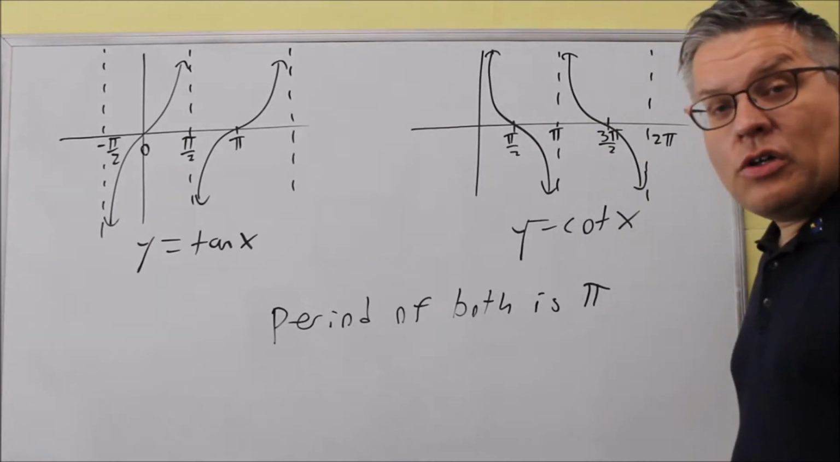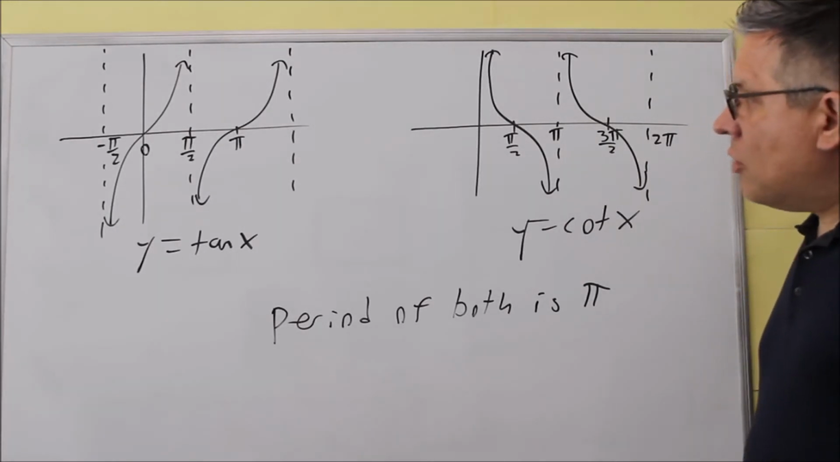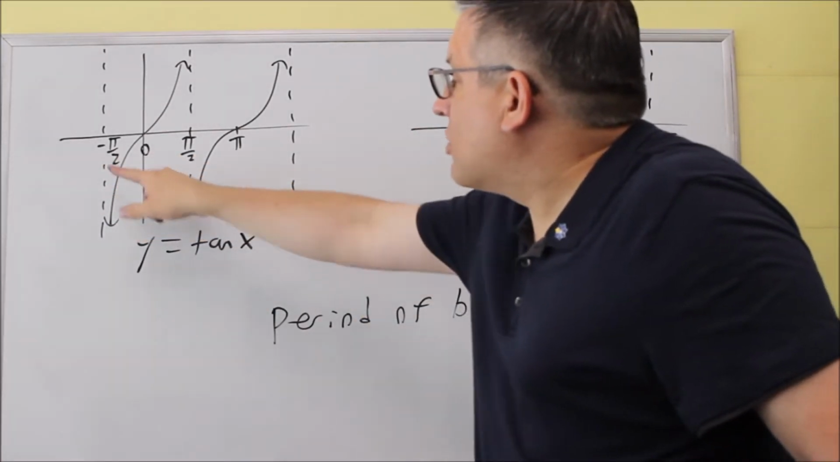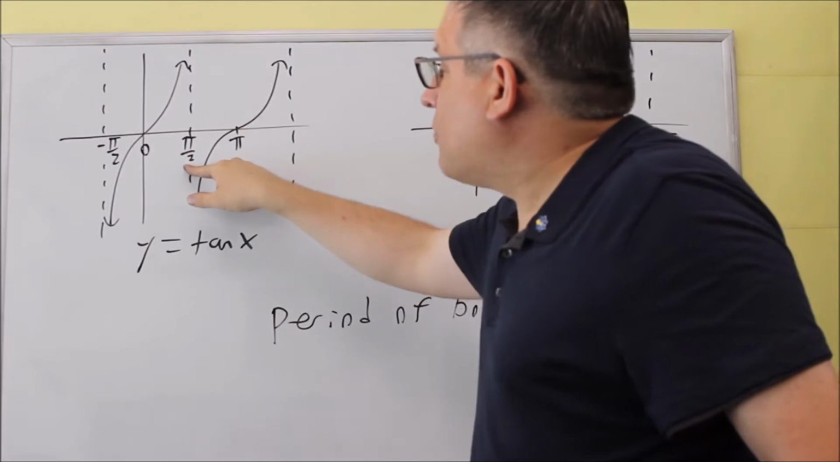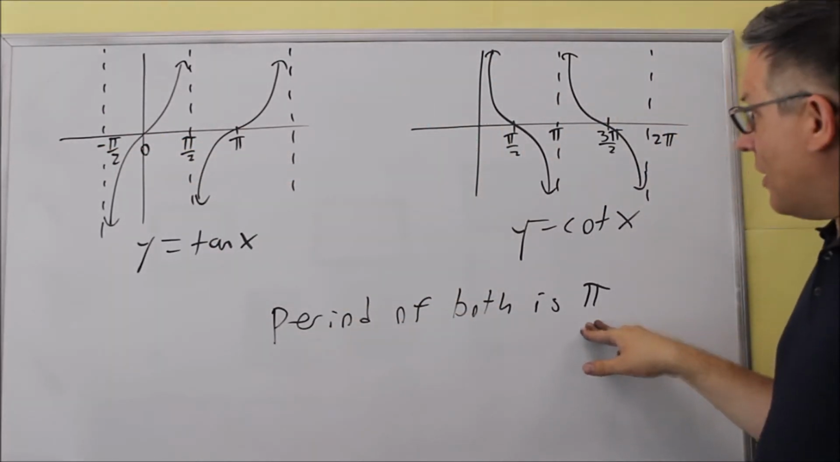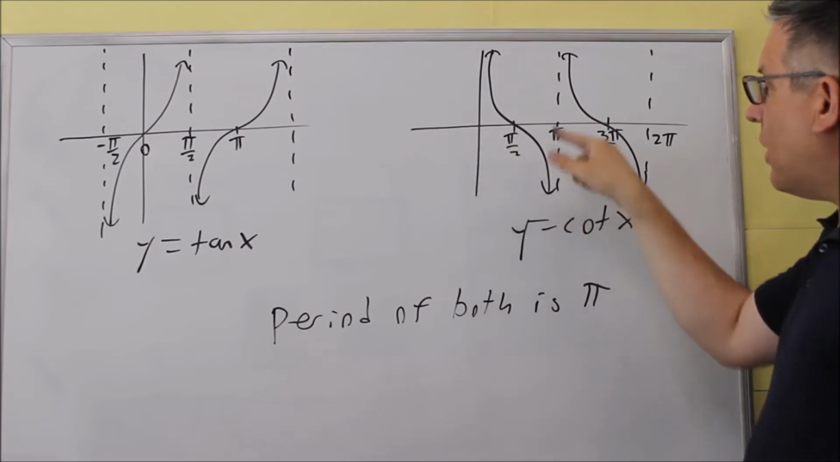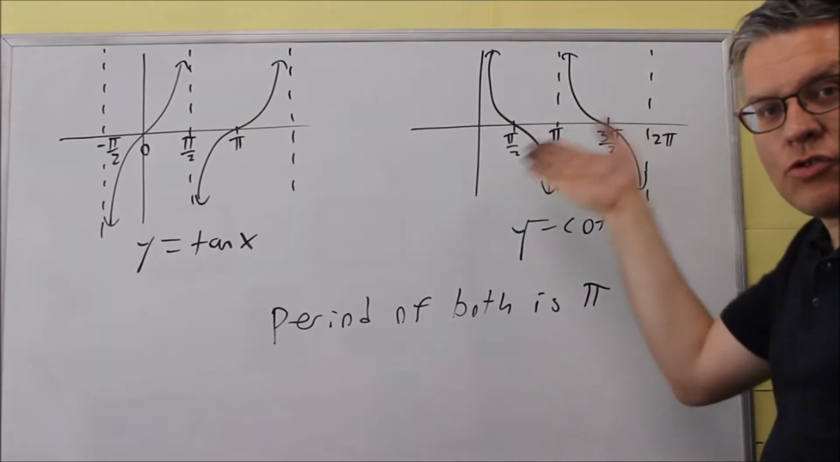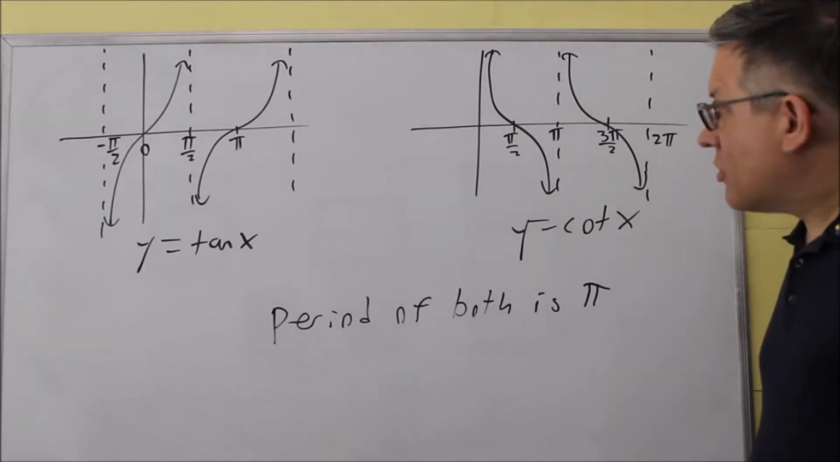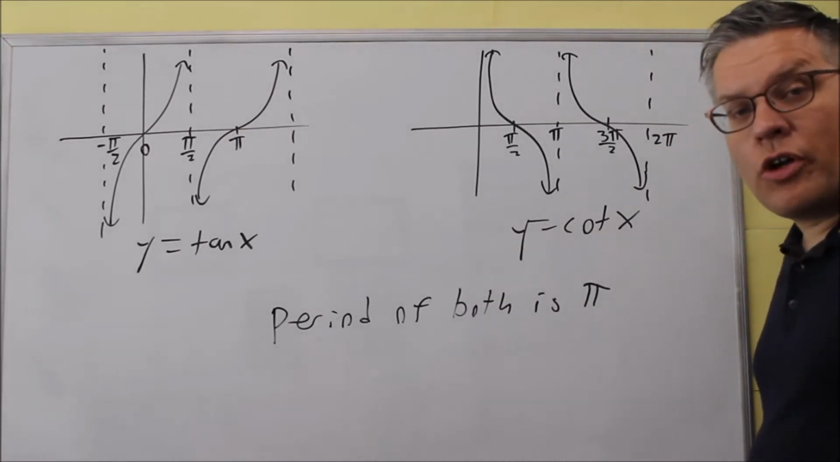Now if you think about one cycle of this, one cycle would be from negative pi over 2 to pi over 2. And if you subtract those, pi over 2 minus a negative pi over 2, you get pi. Same with this here, from 0 to pi, that would be one cycle. So what I have drawn up here is actually two cycles of each of those. So for both of these, the period is going to be pi.